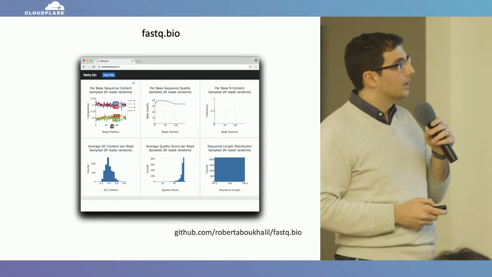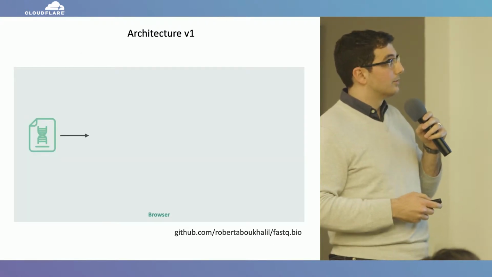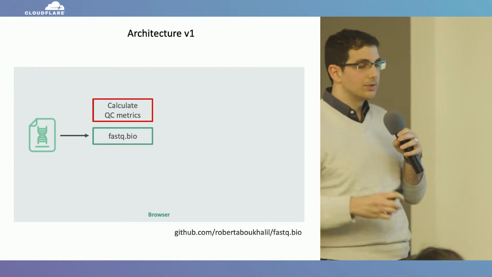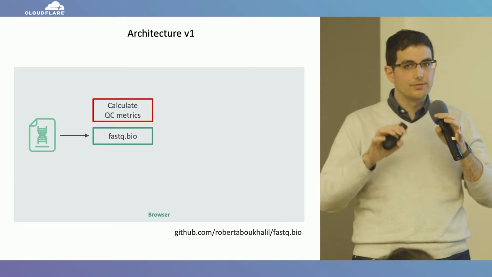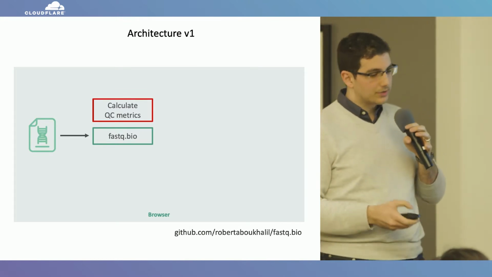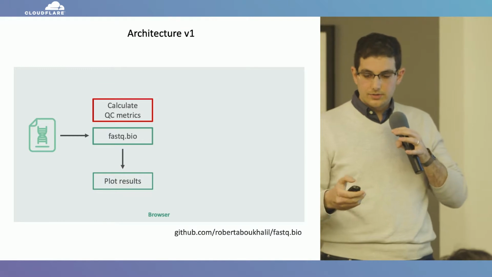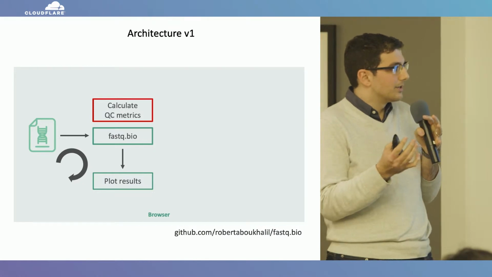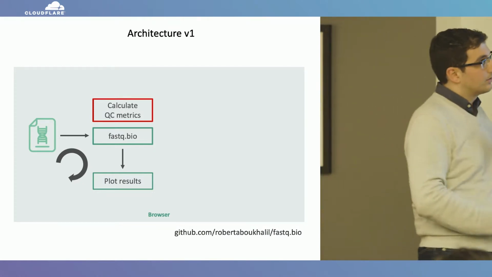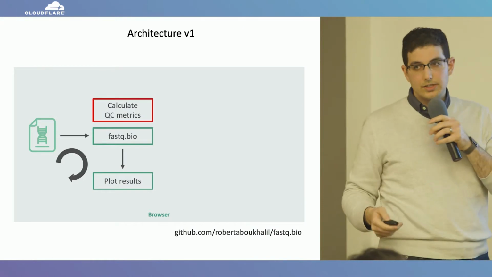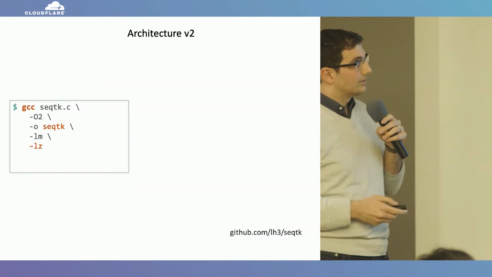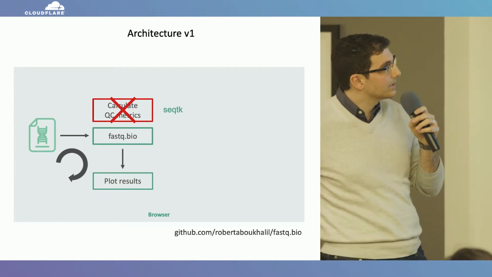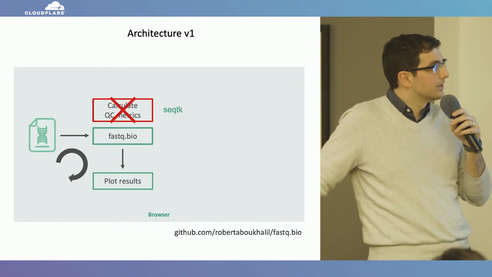very painful and error-prone. So in terms of the architecture, given the fastq file, we would have a main controller that would essentially sample random chunks of the file and then calculate some QC metrics on it, and then plot the results. And then it would go to the next chunk of the file, and so on. So this was a pretty simple architecture. What we wanted to do, though, is to get rid of this red box that does the calculate QC metrics. And instead of doing that in JavaScript, we wanted to use this command line utility that's very commonly used in bioinformatics called seqtk. And it stands for Sequencing Toolkit.